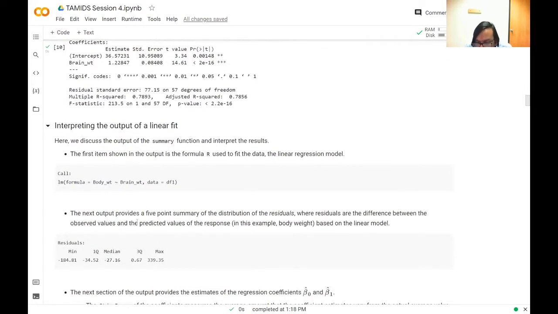So we have the observed values of the response and the predicted values based on that equation that we just saw. And we have the residuals. The residuals would be negative if the observed value is less than the predicted value, and it would be positive if the observed value is greater than the predicted value. And then we can look at the distribution of the residuals. For example, we can look at the median, the first quartile, the third quartile, the minimum and the maximum, which together form the 5-point summary.